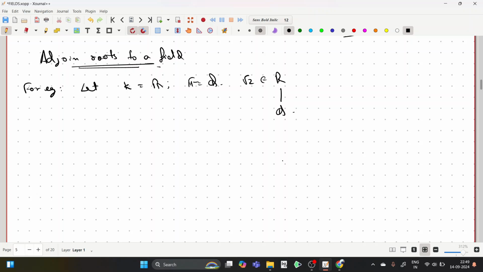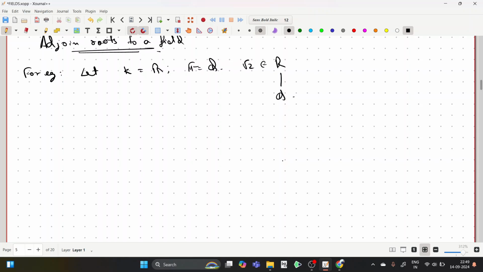Now we have also seen in the previous lecture that if I consider the evaluation map at root 2, then I eventually reach the irreducible polynomial of root 2 over Q to be x square minus 2, right?